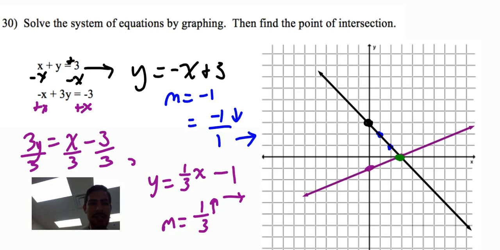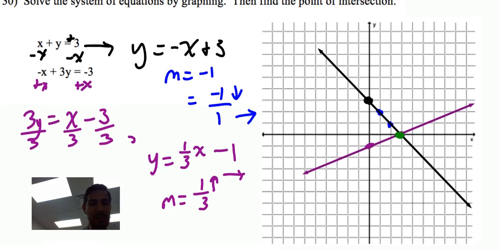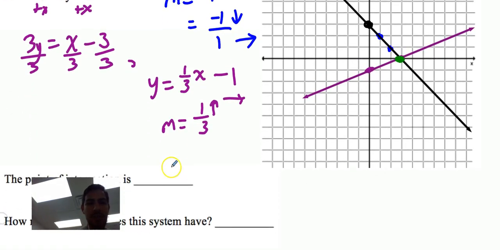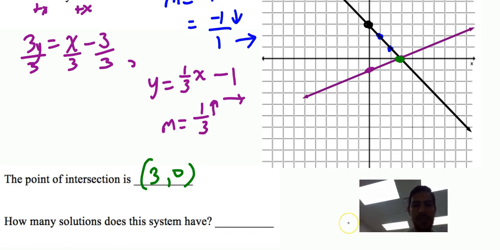They intersect at 3, 0. X comes first, so the point of intersection is 3, 0. And how many solutions does the system have? The system has one solution. There is only one intersection point, so one solution.